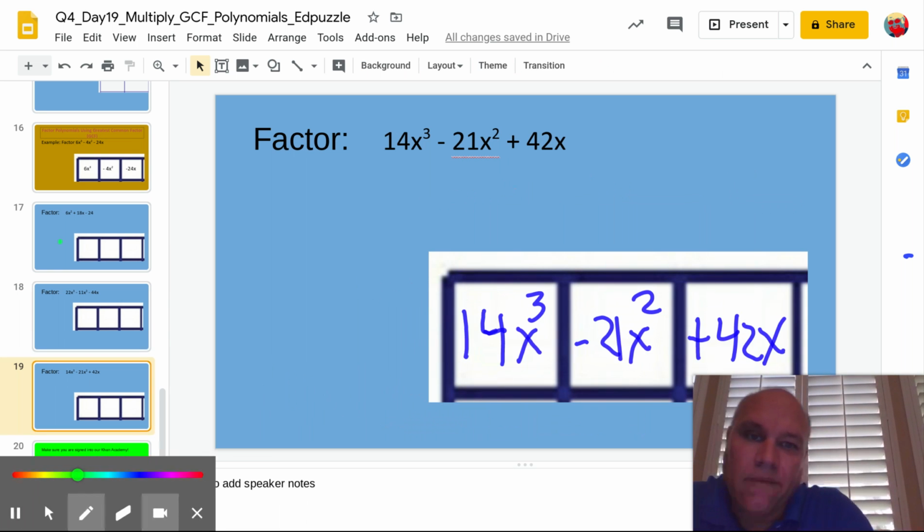Last one, 14x cubed minus 21x squared plus 42x. I want you to factor that using the greatest common factor. Set up for you in a generic rectangle here, 1 by 3. Do it on your paper. Give me the answer.